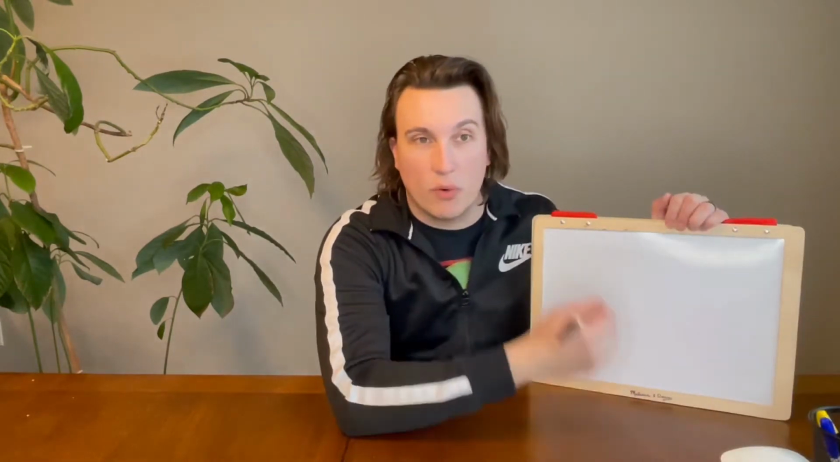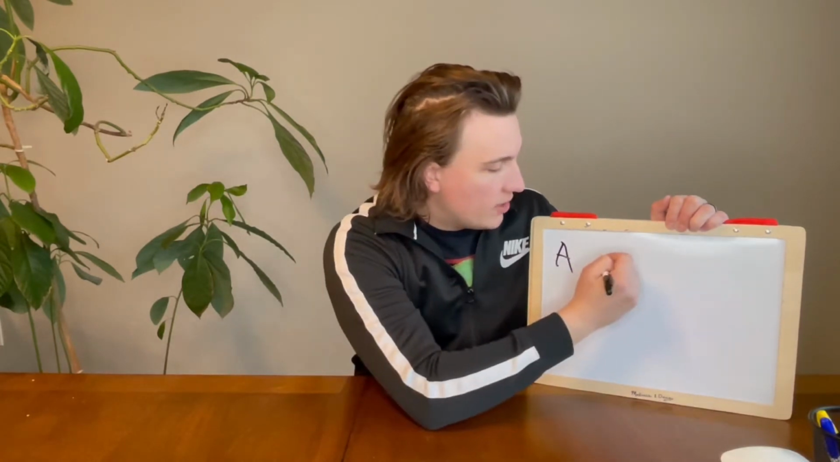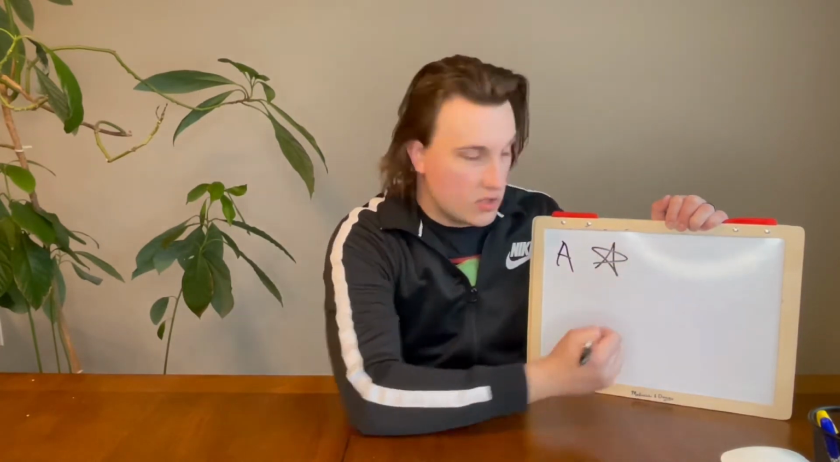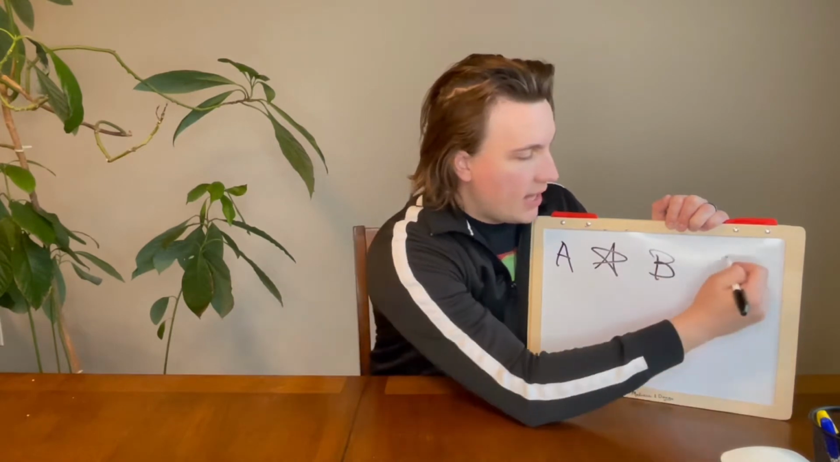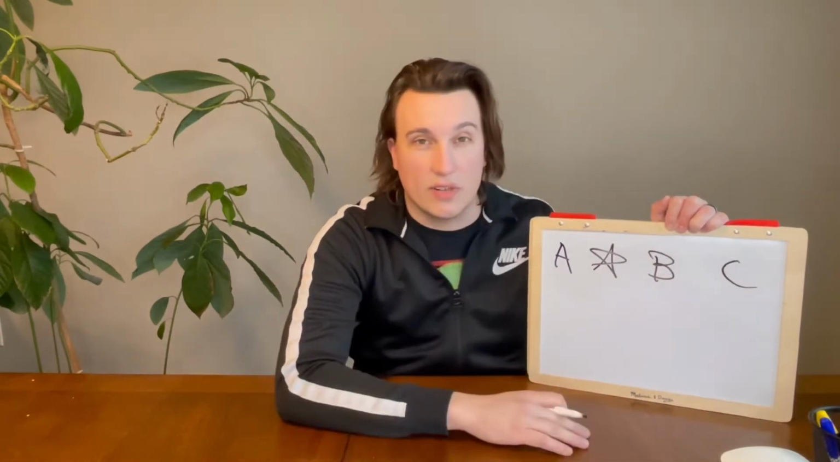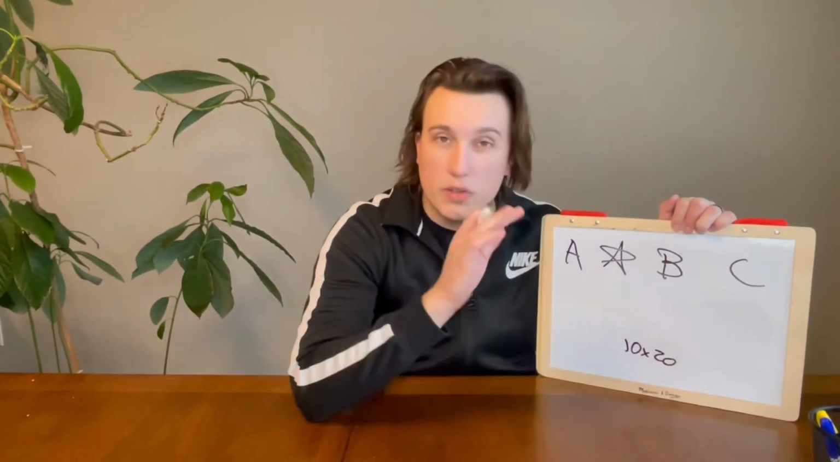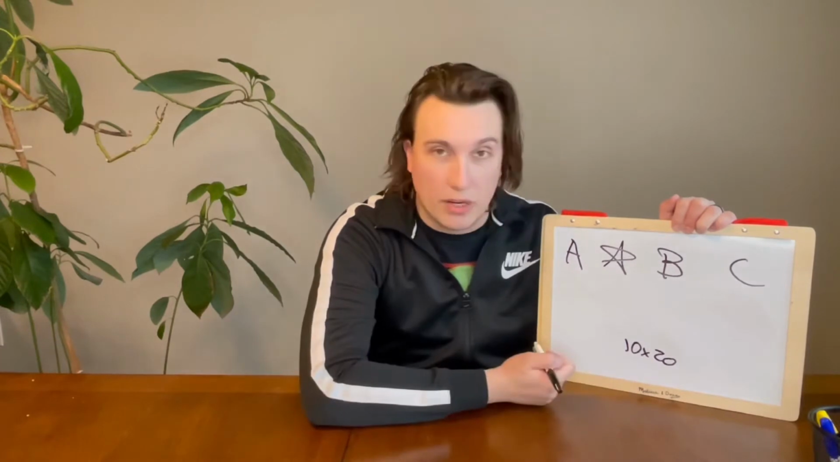To help illustrate this point, we're going to show it on a whiteboard. Let's say we've got competitor A, we've got U, which is the star, competitor B, and competitor C. Let's take one unit size, for example. Let's take a 10 by 20 size for our example unit. You're going to do this with every single unit, but we're going to use a 10 by 20 for the example.